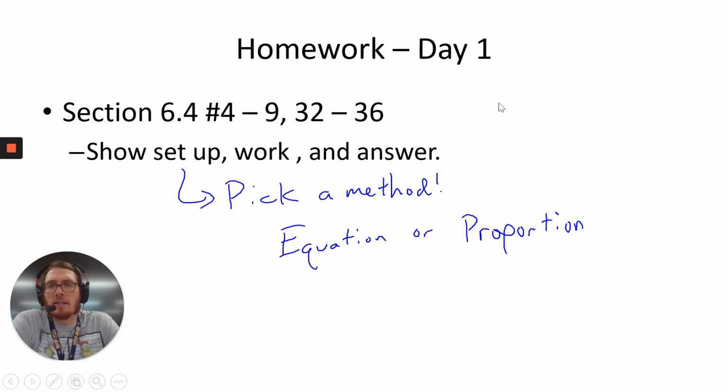Your homework today is section 6.4, numbers 4 through 9 and 32 through 36. I want you to show setups, show your work, and find an answer. I want you to pick a method, especially on questions 4 through 9, and try those out. My recommendation is maybe do half and half. Maybe do some equation, some proportion, because on the test you're going to have to be able to do both at different times. So maybe you try the equation, try the proportion.